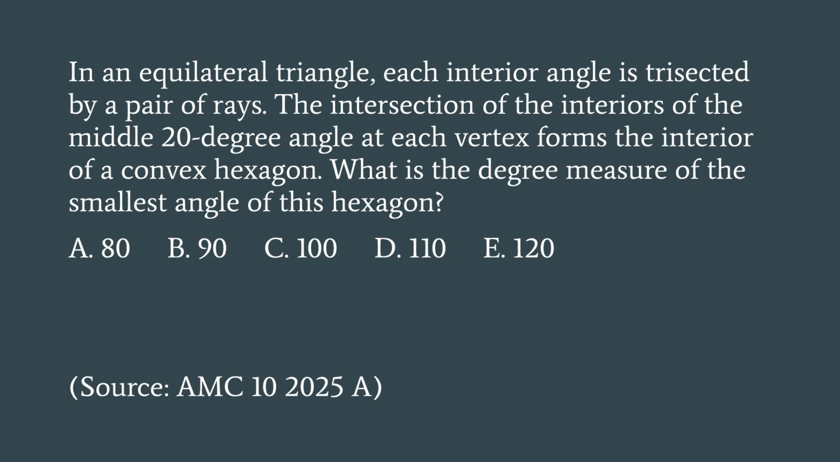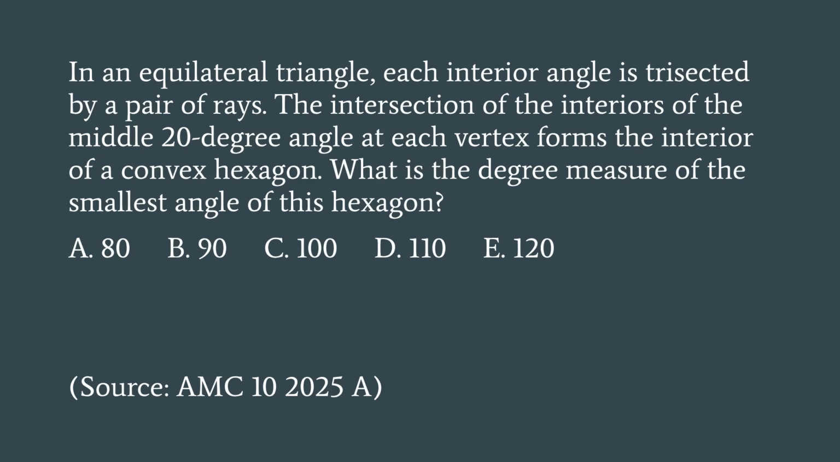Here is problem 6 from the AMC 10 2025A. In an equilateral triangle, each interior angle is trisected by a pair of rays. The intersection of the interiors of the middle 20-degree angle at each vertex forms the interior of a convex hexagon. What is the degree measure of the smallest angle of this hexagon?